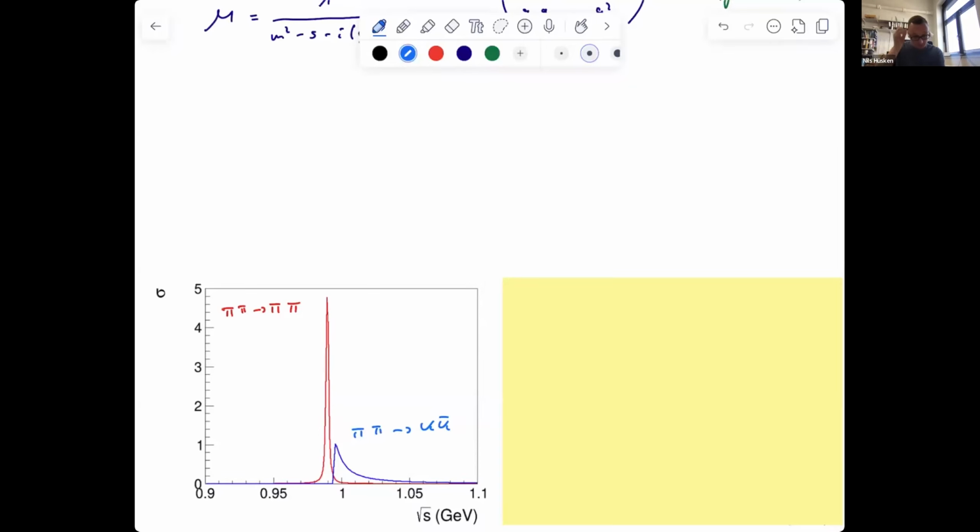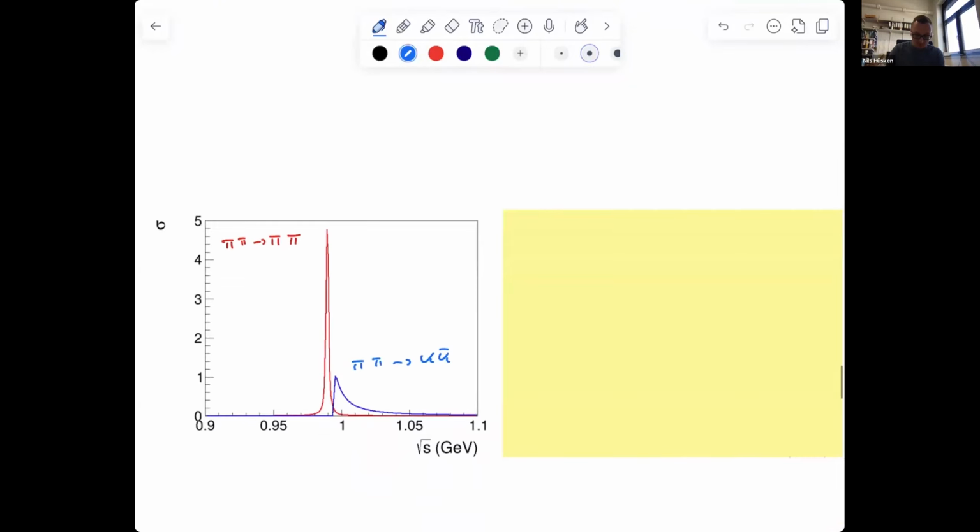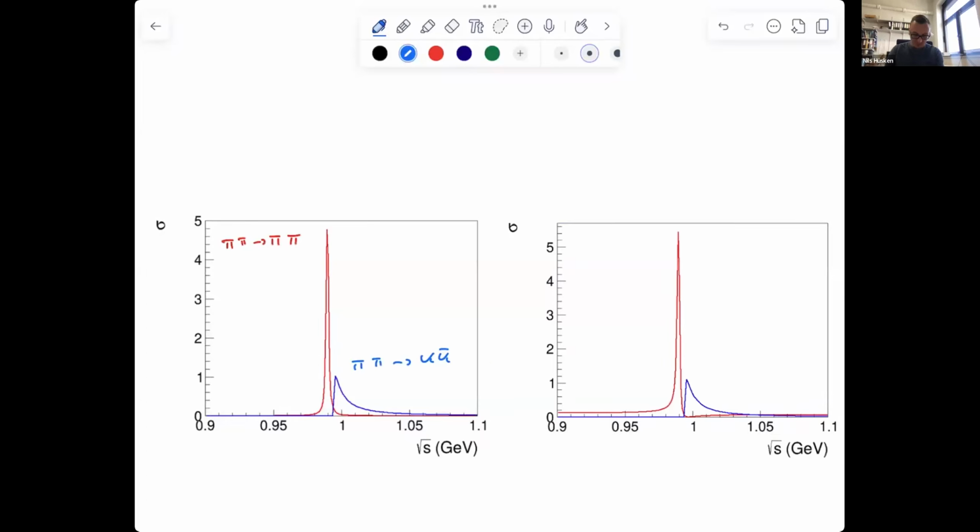You can make this even more similar to the data that I was showing before. If we allow this amplitude to interfere with some slow moving or non-resonant amplitude, then what we get is this. So here now, K11 is made a little bit more complicated, only very slightly, by adding some small constant here to interfere against.